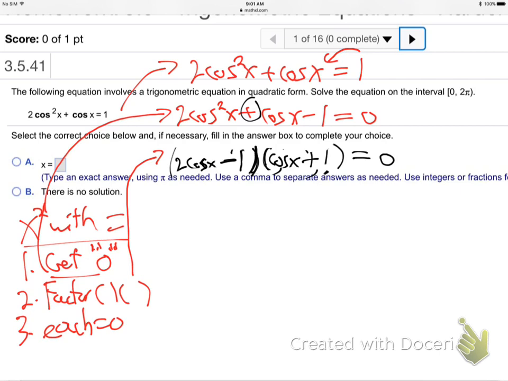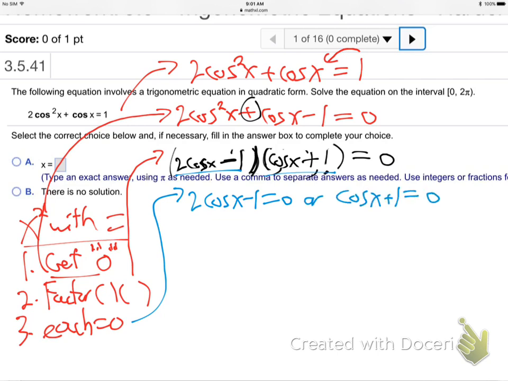So that's step 2, factor. Step 3: now you set each part, meaning this part and that part, equal to 0. So 2 cosine x minus 1 equals 0, or cosine x plus 1 equals 0. Each part equals 0. Why? Because the two things up here are multiplied. If two things multiplied together equal 0, either one could be 0 to make the product 0. So that's why either one could be 0 to make that true.